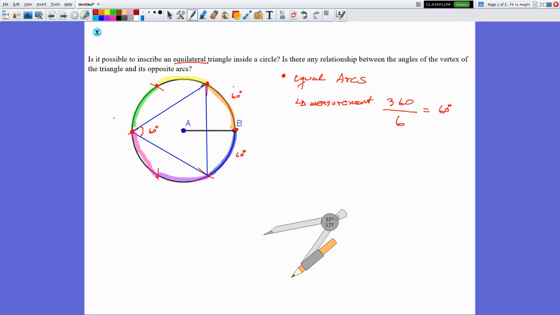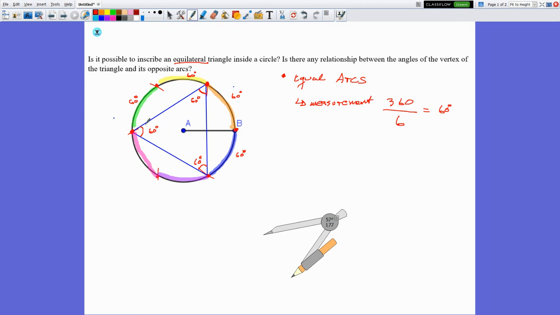The same idea can be applied to this angle here, because this angle can be seen as an inscribed angle meeting two of those arcs. So my whole arc is 120, and the inscribed angle is half of that. Therefore, this angle is 60 as well. The same idea can be said about this angle. It's an inscribed angle meeting an arc of 120, because every single arc has 60 degrees. Therefore, the inscribed angle is half of the arc it intercepts, so that is 60.